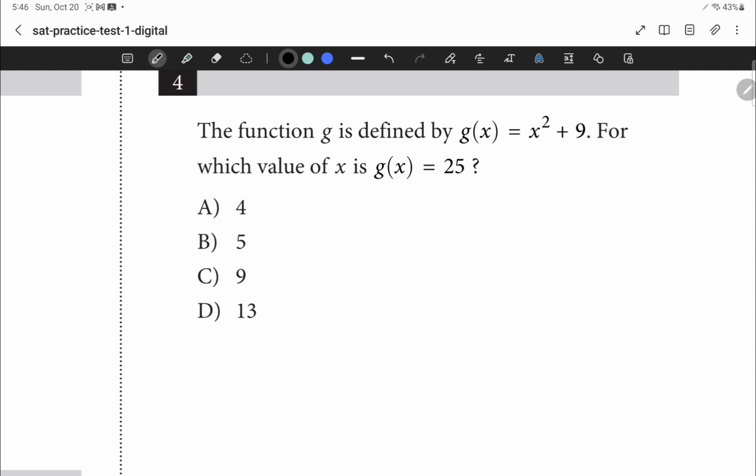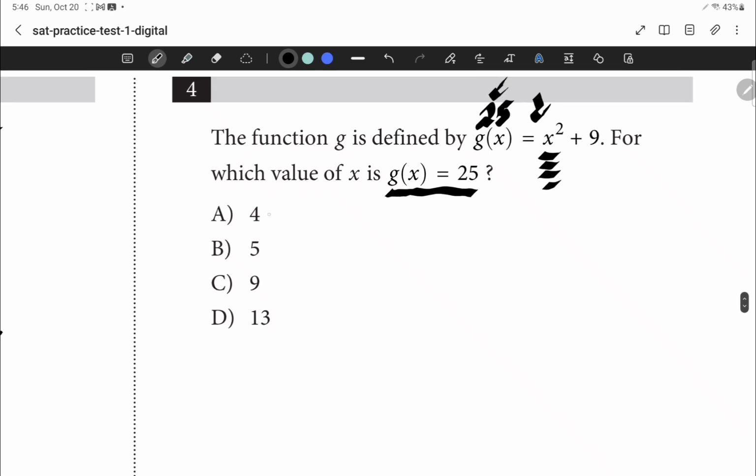So far they've been pretty straightforward. Now the function g is defined by g of x equals 2x plus 9. For which value of x is g of x equals 25? All right, so what we're going to do here is look at this. They're saying that g of x is going to be 25, meaning that my resultant is going to be 25. So I'm going to have 25 on this side, but they're asking what number, if I plug in for x, is going to give me 25. All right, let's do that. So I'm going to pick A.